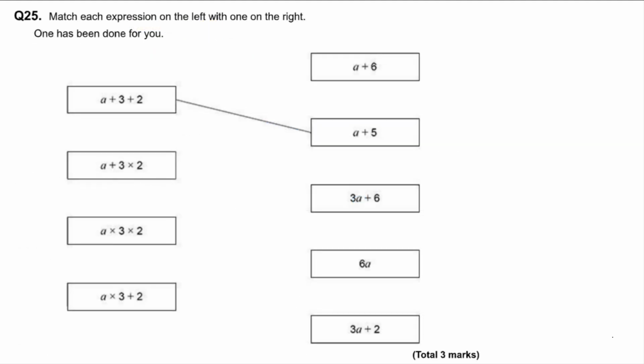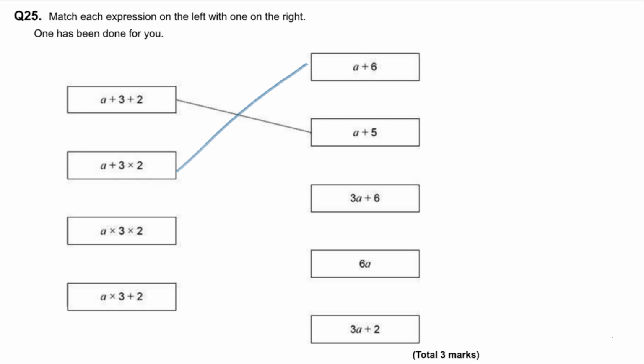Question 25, match each expression on the left with one on the right. One has been done for you. So I've got a plus 3 plus 2, that's a plus 5. I've got a plus 3 times 2, 3 times 2 is 6. So that goes with a plus 6 up there.